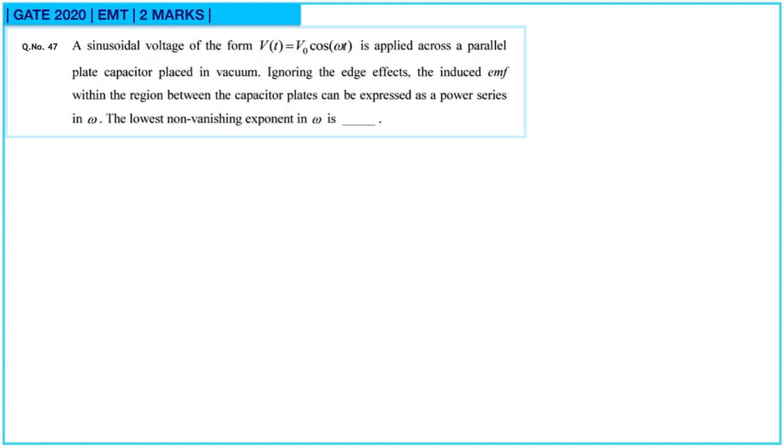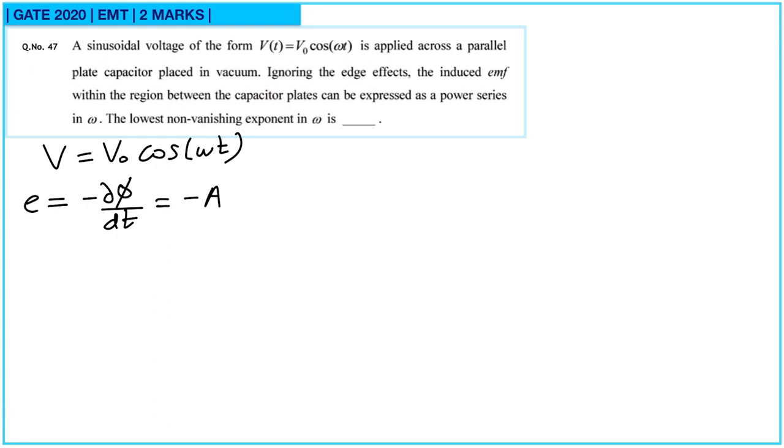Next question. A sinusoidal voltage of the form V is equal to V naught cos omega t is applied across a parallel plate capacitor placed in vacuum. Ignoring the edge effects, the induced EMF within the region between the capacitor plates can be expressed as a power series in omega. The lowest non-vanishing exponent in omega is. Now we know E is equal to minus d phi by dt. So that is equal to minus A dB by dt, and line integral B dot dl is equal to this.